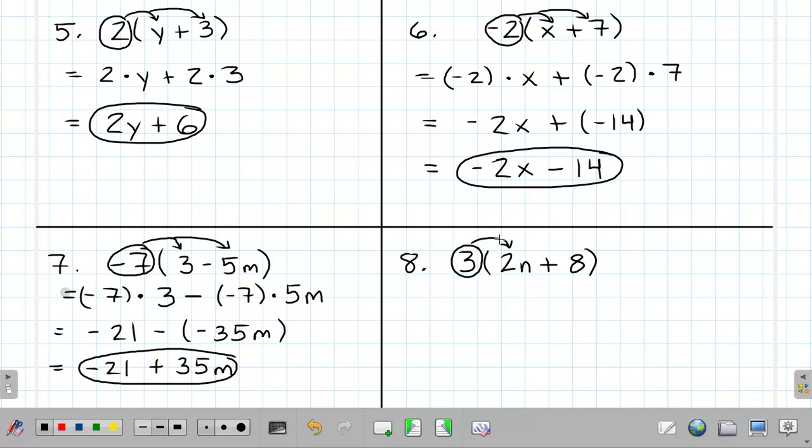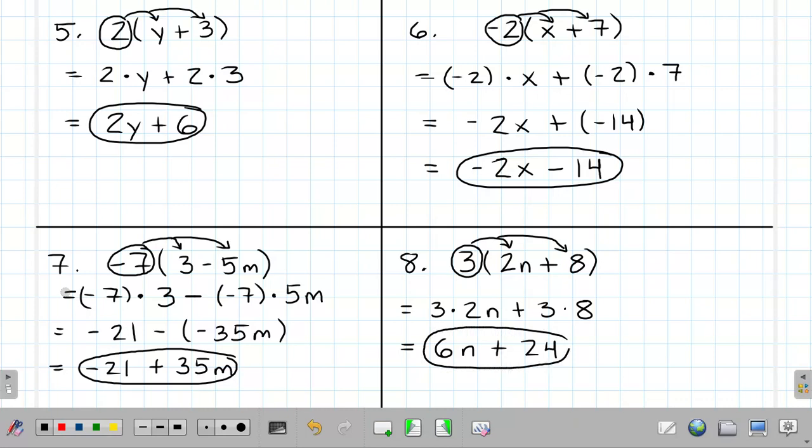Number 8, going back to another easy one here. So everything's positive, everything's nice. So we get 3 times 2n plus 3 times 8. When we simplify that, 3 times 2n is 6n plus 3 times 8, 24. So 6n plus 24.